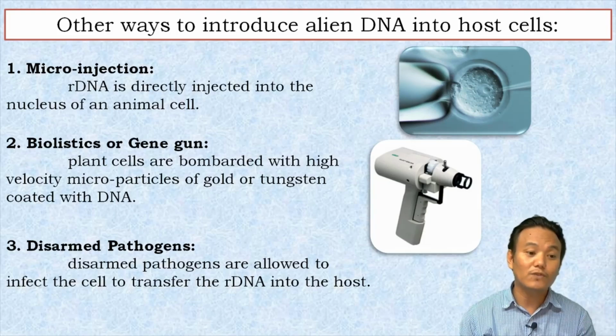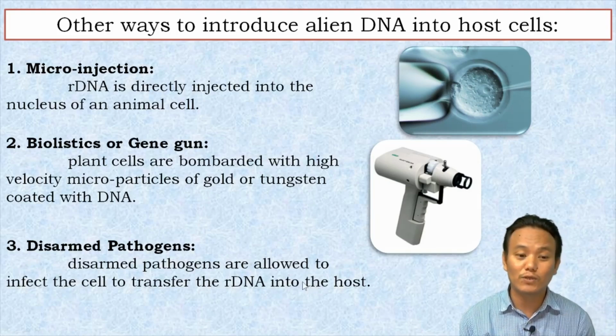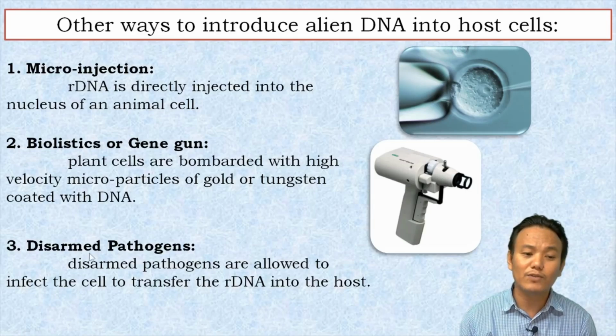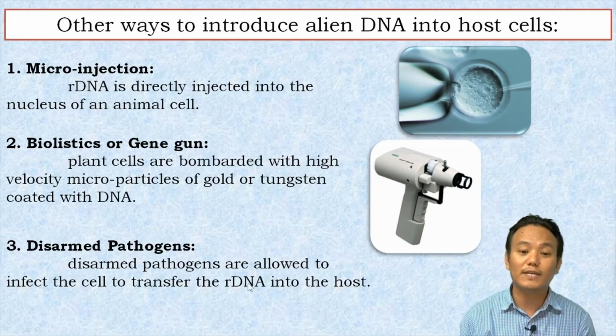And then third, we have disarmed pathogens. Disarmed pathogens are also allowed to infect the cells to transfer the desired DNA into the host. Disarmed pathogen means the pathogens which are no longer virulent. They cannot cause disease, but what they can do is infect the cell and transfer the desired DNA or recombinant DNA into the host organism. So these are some other ways to introduce alien DNA into host cells without the use of cloning vectors.